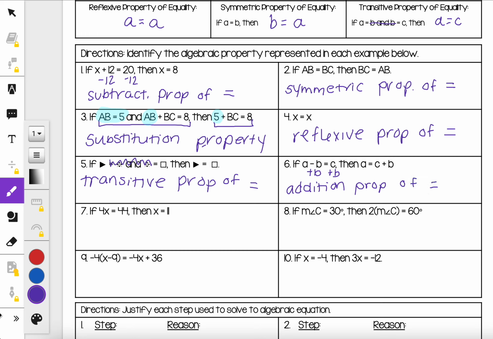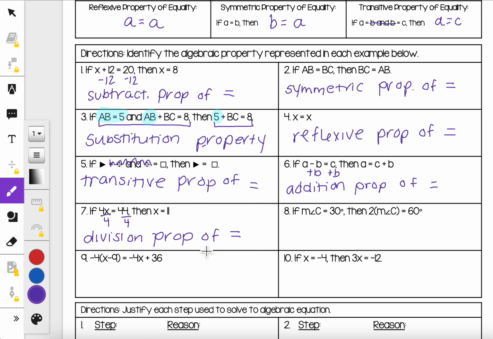All right. For number 7, if 4x equals 44, then x equals 11. So here what I did to both sides, I divided both sides by 4. So that's going to be my division property of equality. You could also think of that as multiplying both sides by 1/4. So if you thought of it that way, you could say multiplication property of equality, but I would probably say division for this one.